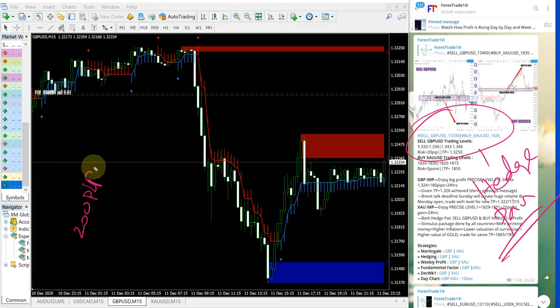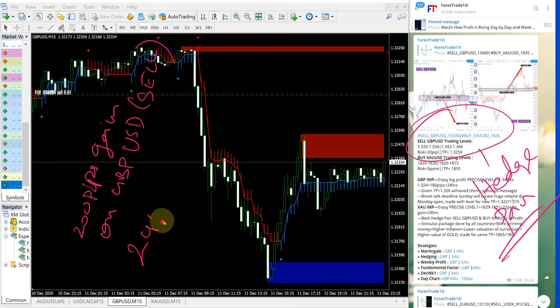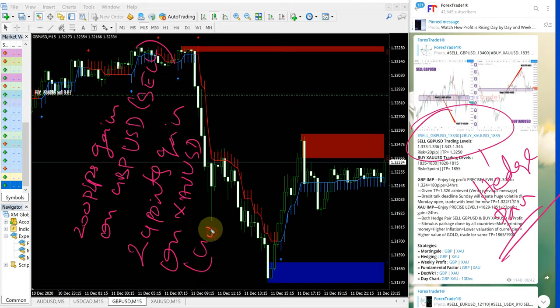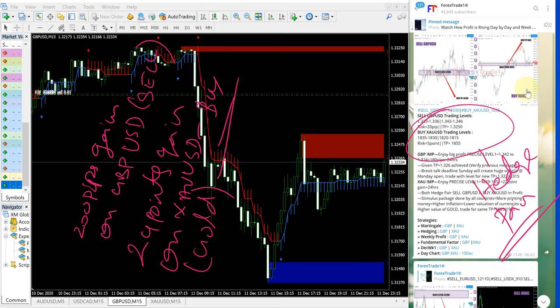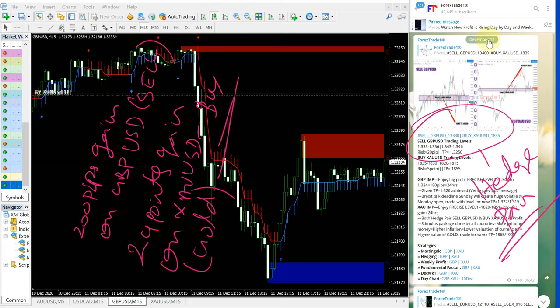200 pips gain on GBPUSD, which is sell, and 24 points gain on XAUUSD, which is gold. This one is our buy signal. So both the signals performed well, and you can check the date of the signal, December 11. You can see the date pop up here, December 11, which is today's date.